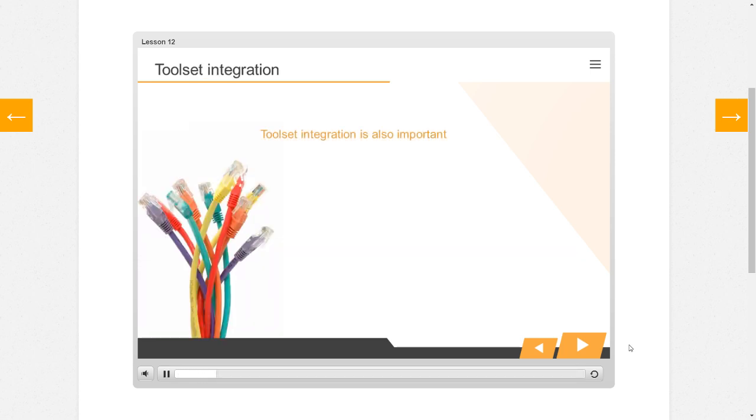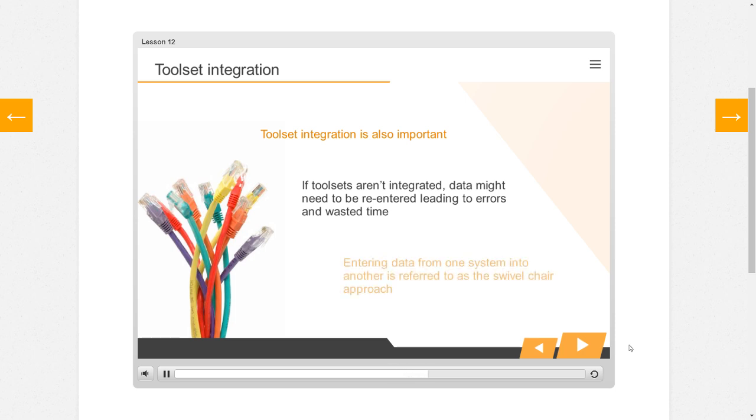Finally, toolset integration is important to help build effective cross-functional teams. When toolsets aren't integrated, data might need to be re-entered into different tools by each organization. This wastes time and can lead to errors creeping in. The practice of entering data from one system into another is often referred to as the swivel chair approach because it mimics an operative turning from one system to another in their chair.